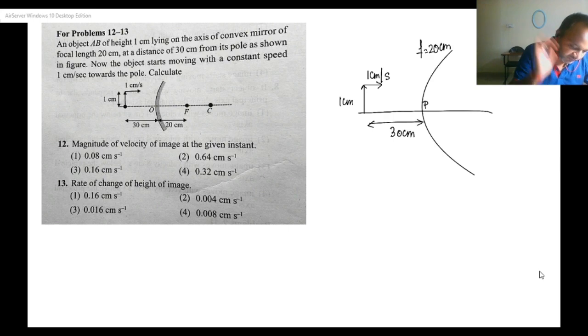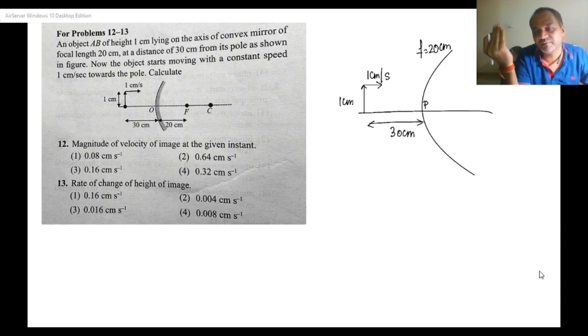And in the question, what do we have to calculate? First part is the magnitude of velocity of image at the given instant. So the velocity of image, right? That is what we have to calculate, correct? And the second part is the rate of change of height of image, right?